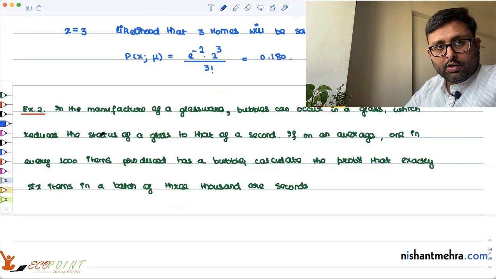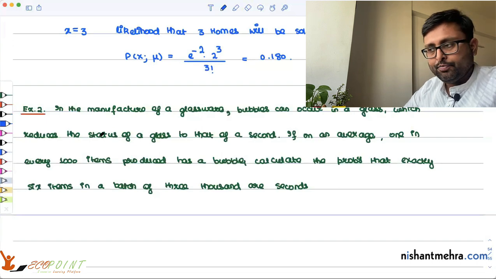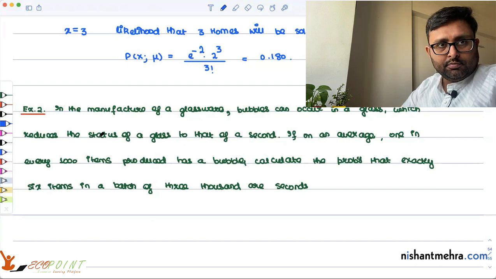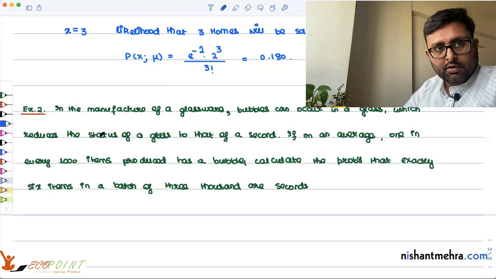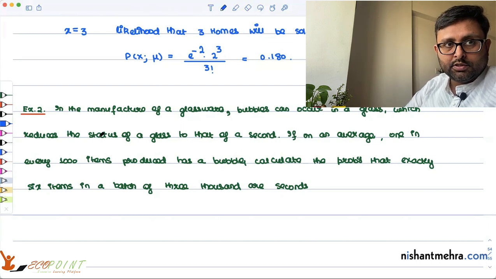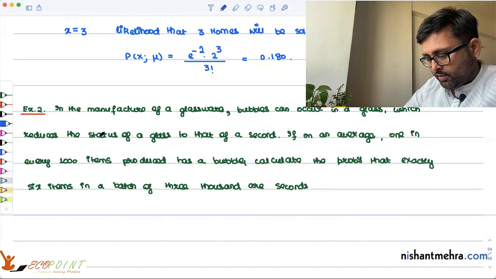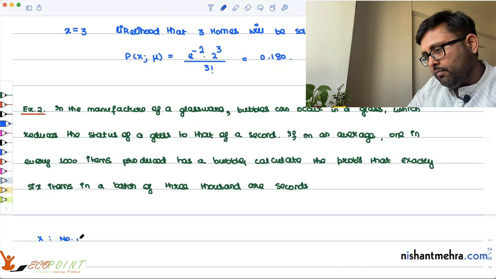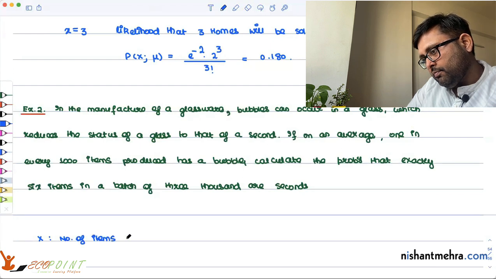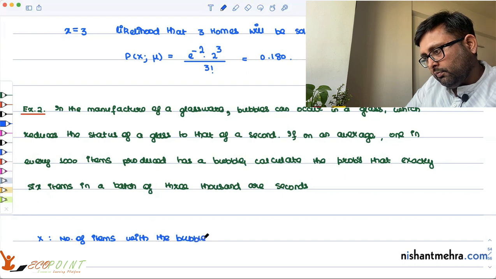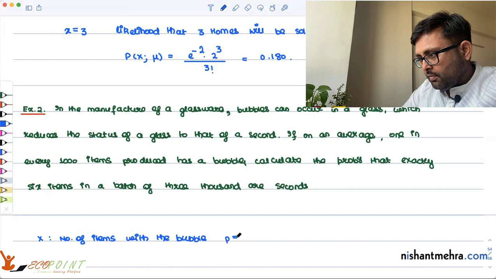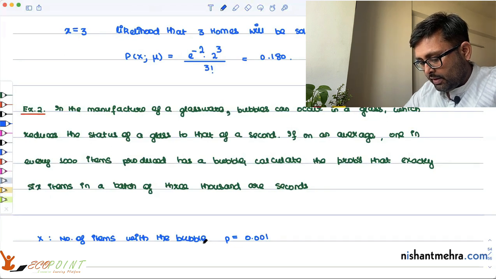In the manufacture of glassware, bubbles can occur in a glass, and the moment a bubble occurs, it reduces the status of the glass to that of a second. In 1 in every 1,000 glass items produced, there is a bubble. So in a batch of 3,000, what is the probability that 6 items will have a bubble? Suppose X is the number of items with a bubble. P is 1 in 1,000, so it is 0.001.